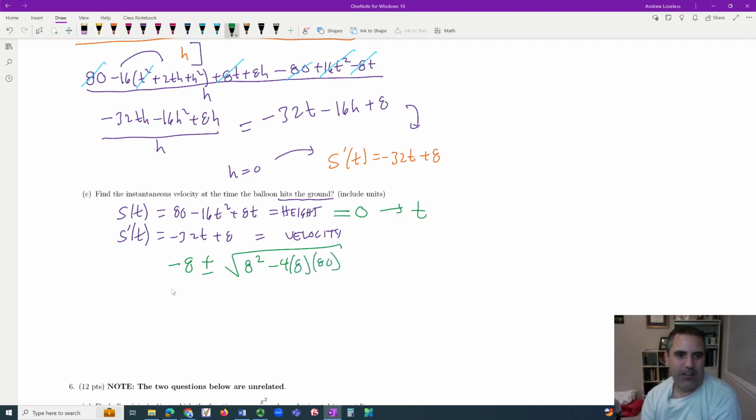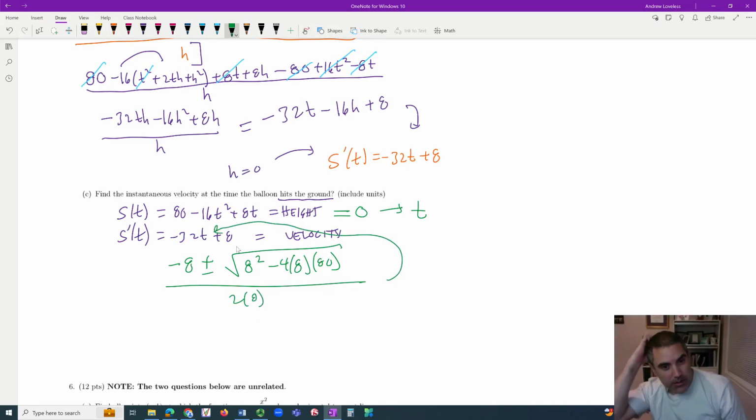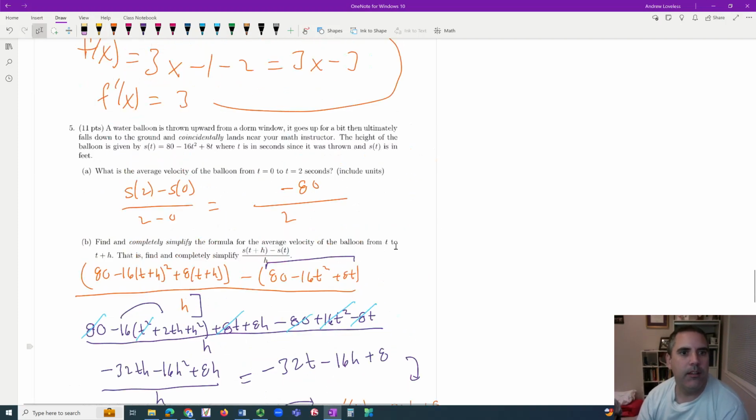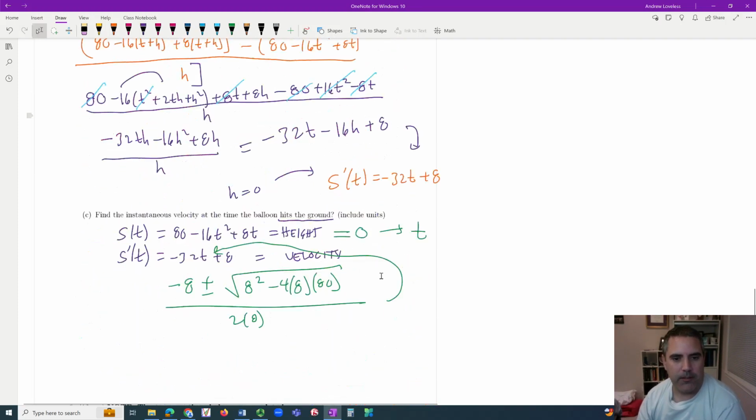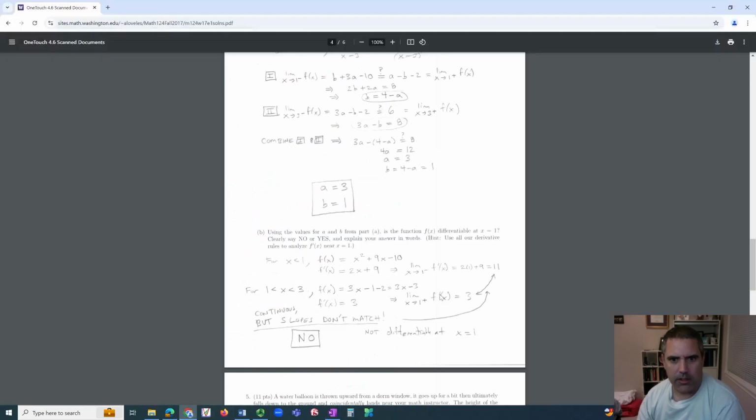4ac all over 2a. You calculate it, once you have the time, you plug it back in here. Looks like one of the times is positive, one of the times is negative. The units are going to be, what are we at? Feet per second. Let's go take a look at how I did.